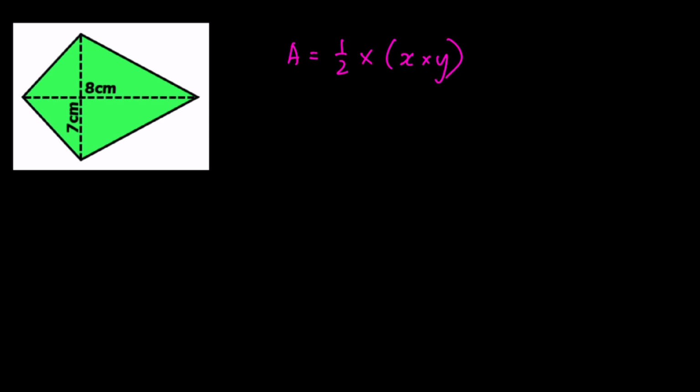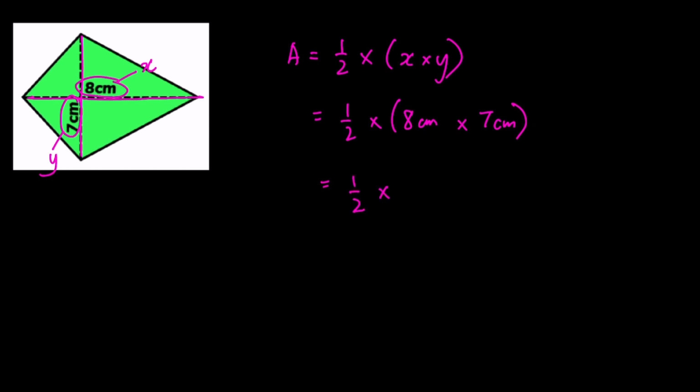Now looking at the figure on the left, one diagonal is 8 and the other diagonal is 7. And it doesn't really matter what I call my x or the y, but I'm just going to call the 8 centimeters my x and the 7 centimeters my y, and I'll get the exact same answer even though I switched them around. So going back to my formula, area equals 1/2 times where it says x, I'm going to put 8 centimeters, and where it says y, I'm going to put 7 centimeters, and do my calculation.